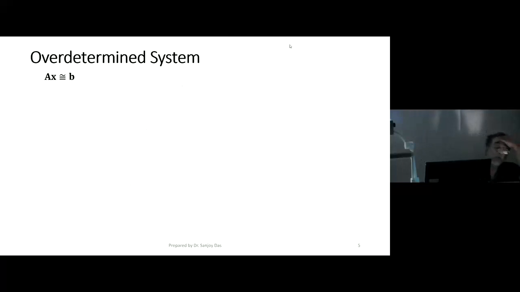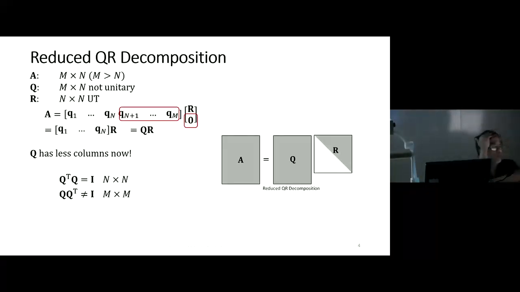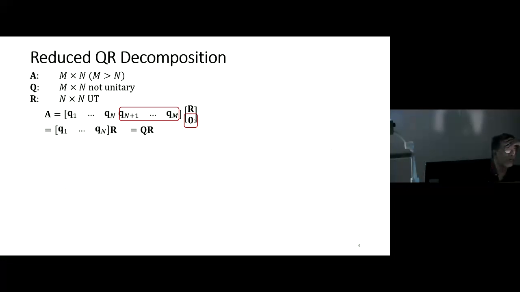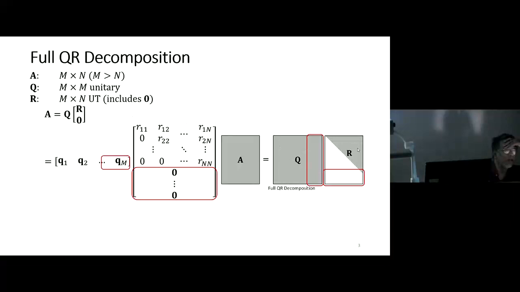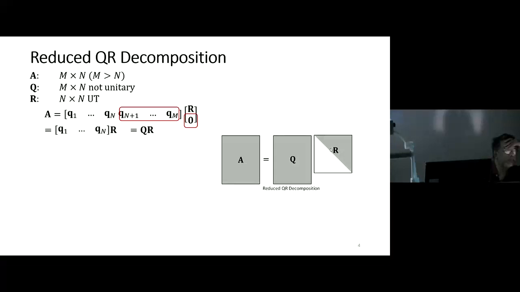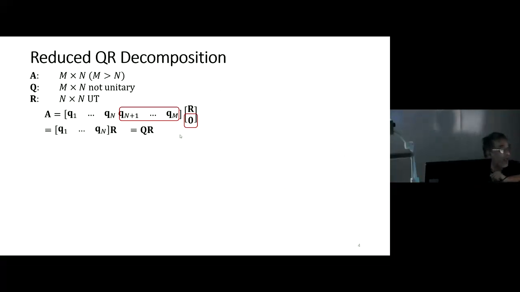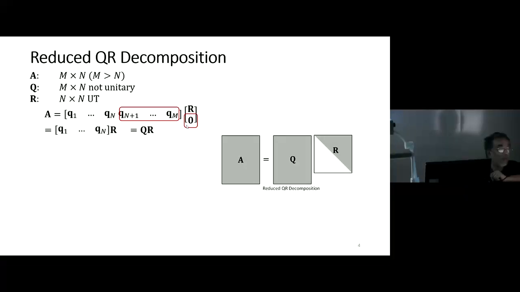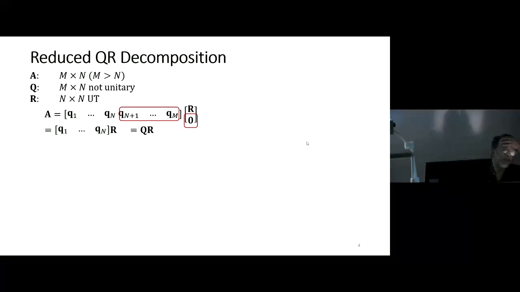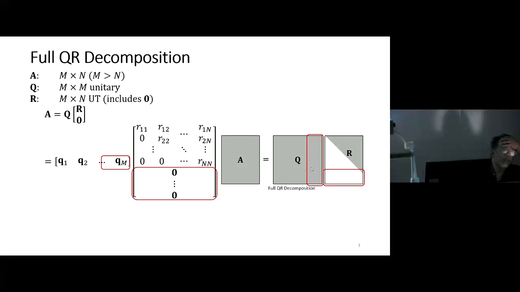Now, how do we solve overdetermined systems using QR decomposition? Yes? In the previous slide, the R matrix would be the same as R augmented with 0? Yes. The R matrix of full QR is the same as here. So the augmented zeros will go away. Exactly. Only the zeros have been dropped. I'm explicitly writing R and 0. Only the Q, I'm just dropping these columns of Q.